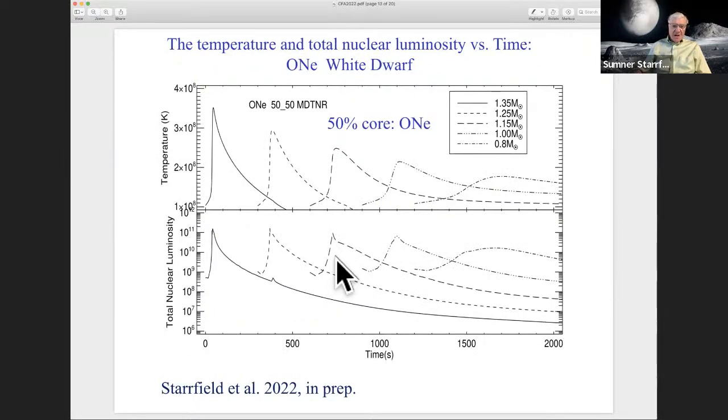Comparing that to the same set of simulations for an oxygen neon white dwarf, 50-50 only gets to about 350 million degrees. And again, the same decrease as we decrease the mass of the white dwarf. We don't put 0.6 on there because it's just not doing anything very rapidly. This paper is in preparation. Rafe, I'm working on the discussion section, which needs some changes after this meeting.